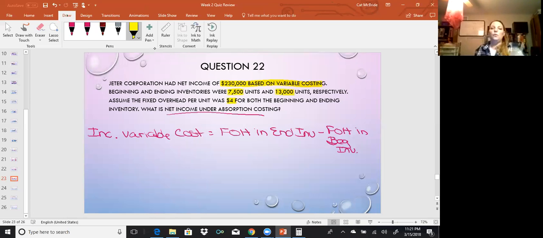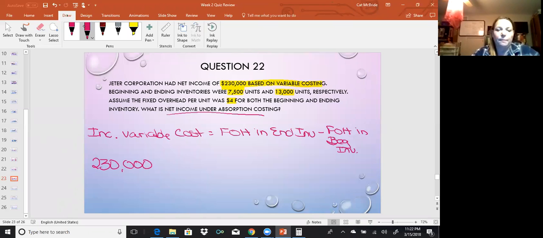The difference is that under absorption costing, that $4 per unit would have been expensed when the units were sold. Before that, it would have been held in inventory. So what's the difference between the fixed overhead, the $4, that's in ending inventory versus the fixed overhead that was in beginning inventory? I'm starting out with 230,000 in net income.